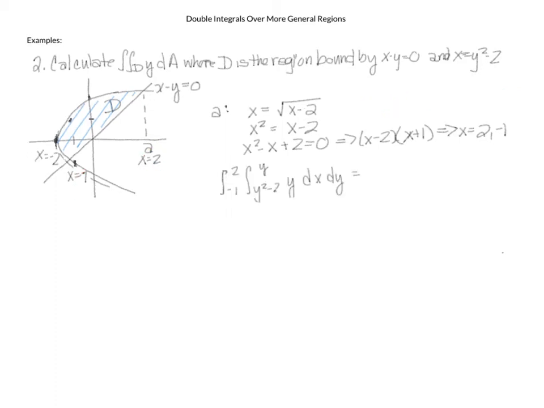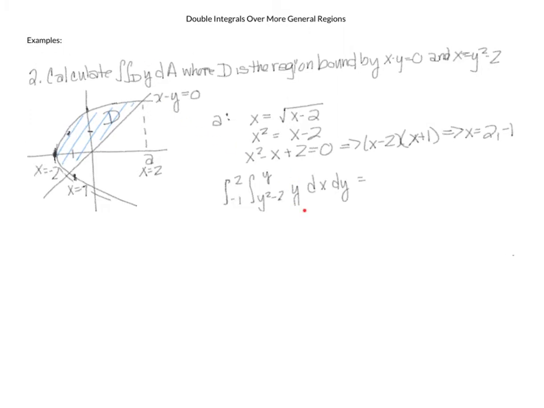And now I'm ready to set up my integral. So I put my y, that's my function I'm integrating, and I decided to integrate with respect to x first and then y. So remember, on the outside, you always have to have numbers. So y is on the outside here, and y goes from negative 1 up to 2.